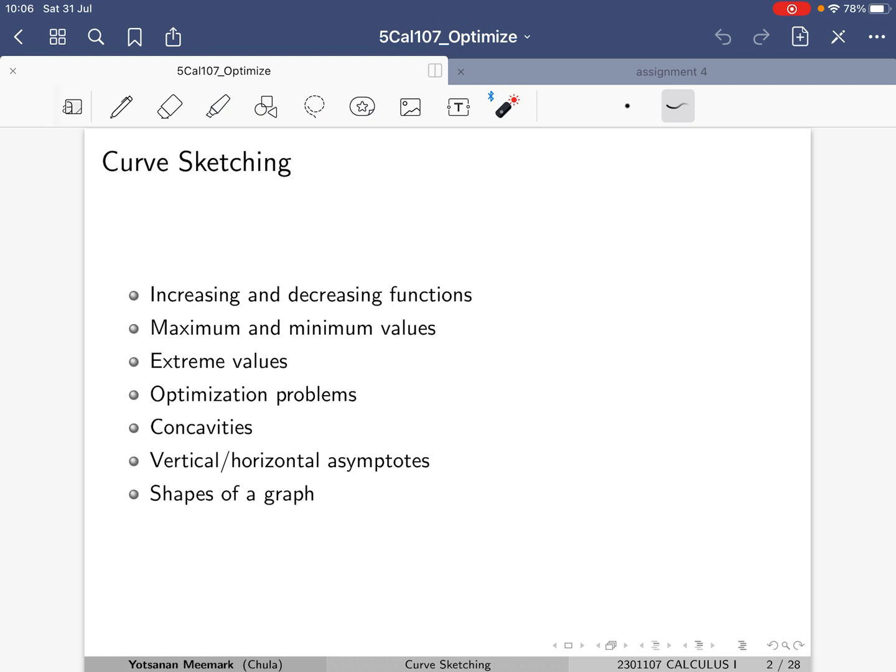The first thing is to determine in which interval your function is increasing or decreasing. After we define which interval it is increasing and decreasing, we can determine where the function attains its maximum and minimum values. By maximum and minimum we have two kinds of max and min. The first kind is called the relative, or local, max and local min. Another one is called the absolute, or global, max or min.